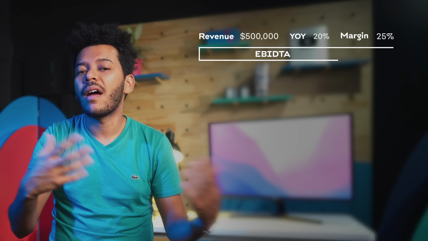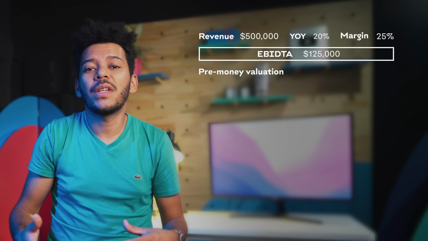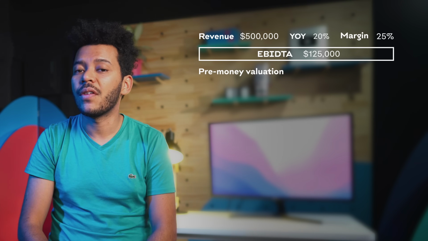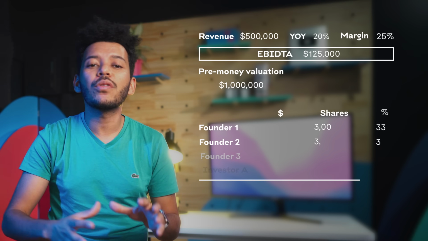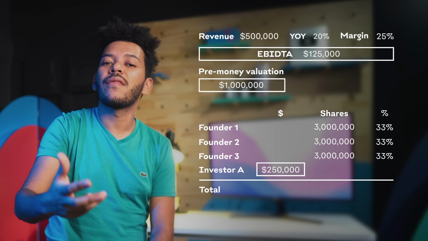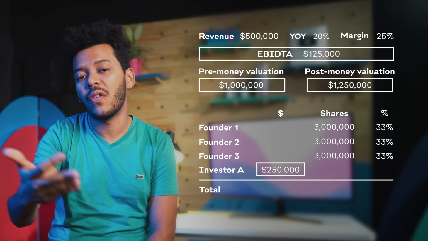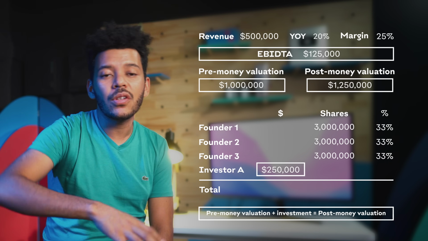So let's say that a company is making $500,000 a year in revenue, and that revenue is growing at 20% year on year with a 25% margin, so about $125,000 in EBITDA. An investor could come in and say that the company is worth 1x or 2x revenue, so $1 million. If they wanted to invest, say, $250,000, based on that 1 million pre-money valuation, then the company's post-money valuation would be $1,250,000. The pre-money valuation plus the new cap.